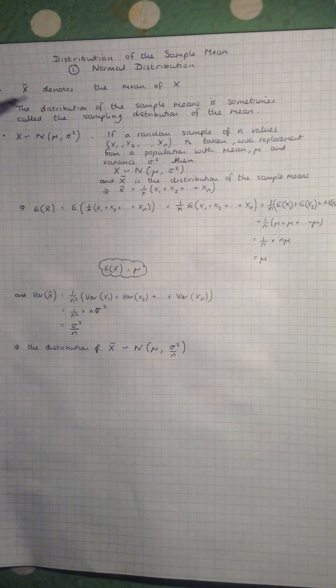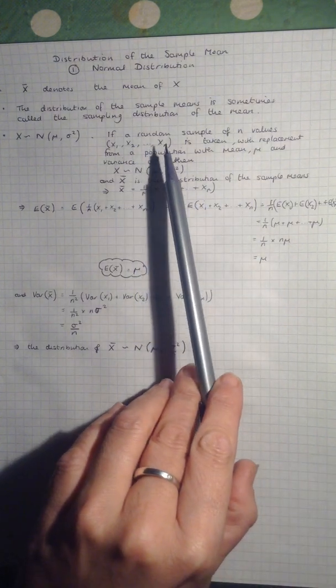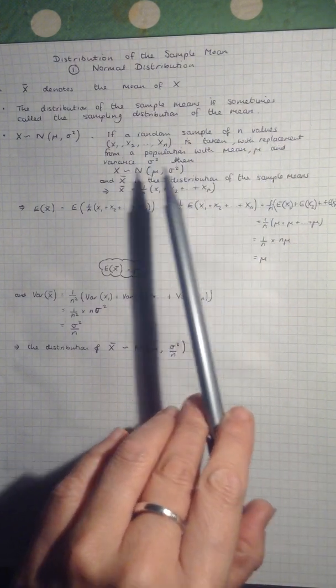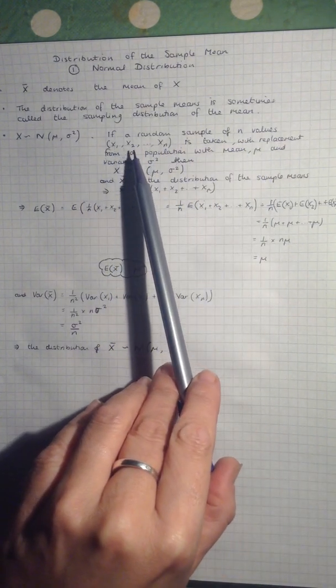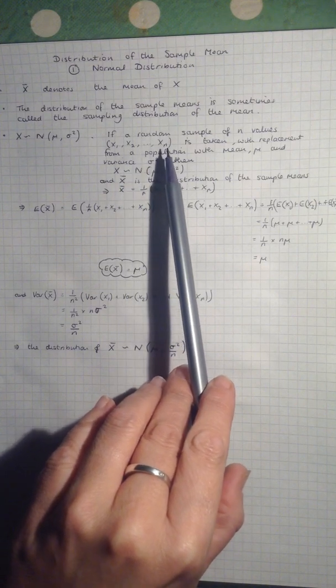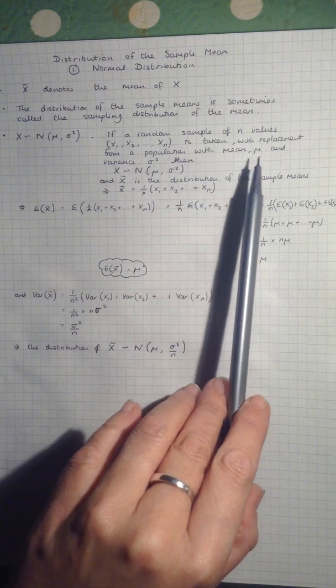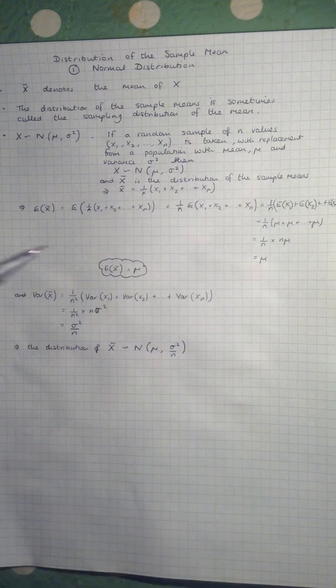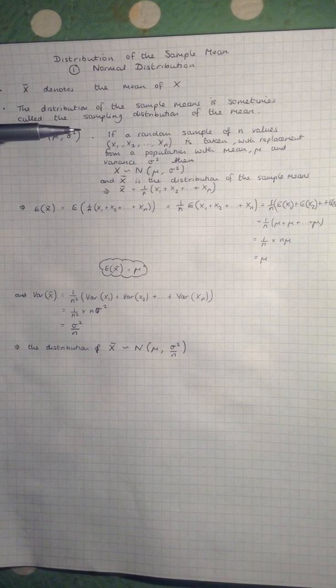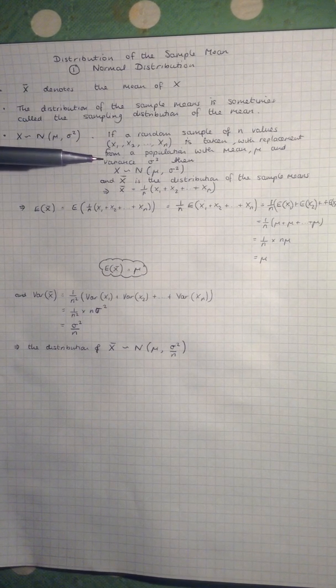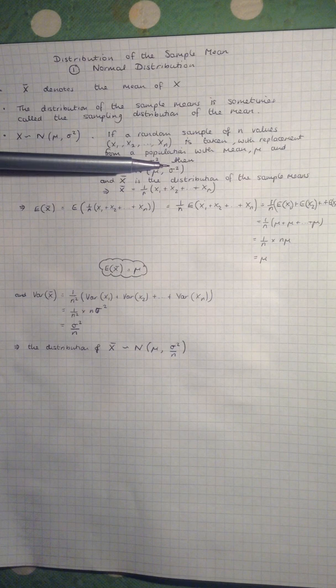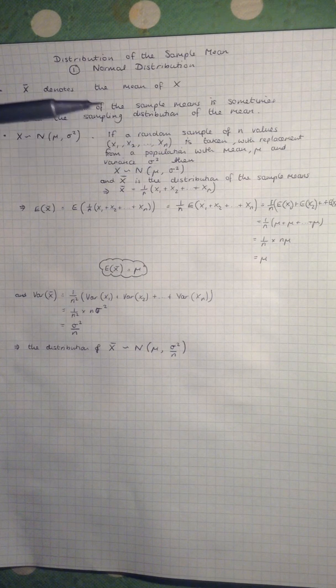And where this comes from is if we've got a random sample of n values, so x1, x2 all the way up to xn, and that's taken with replacement from a population with mean mu and variance sigma squared. So you've got the overall population, and of that you're sampling n values. And our population is distributed normally with mean mu and variance sigma squared.